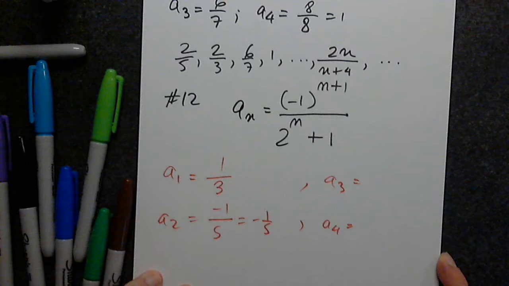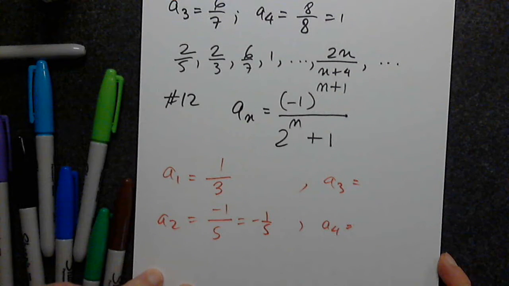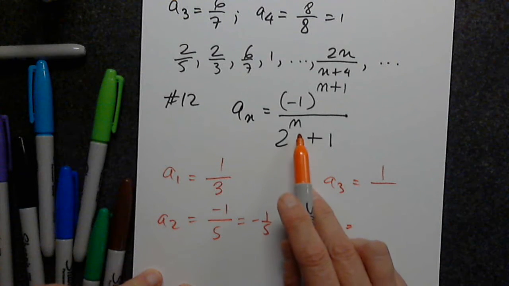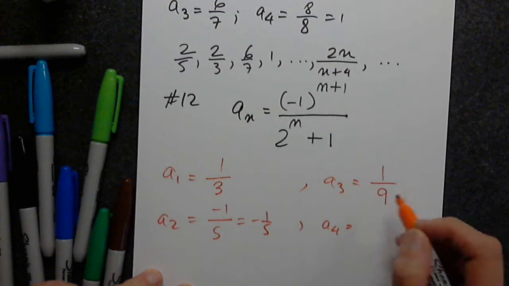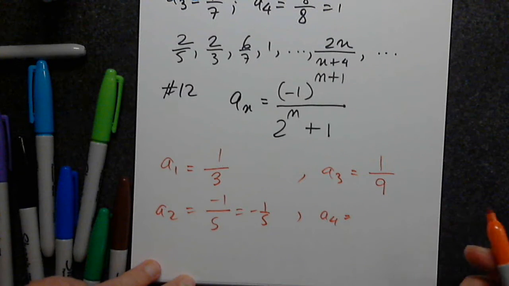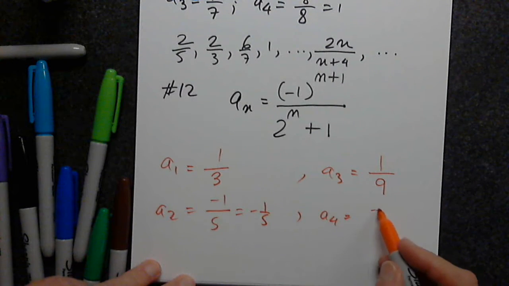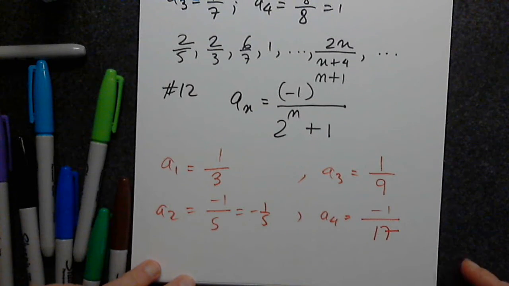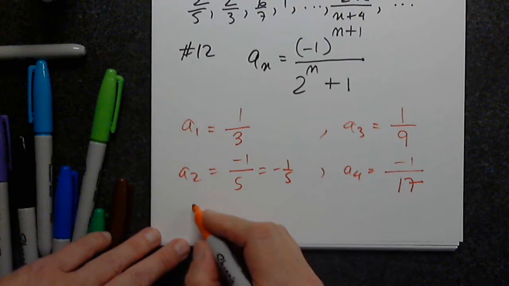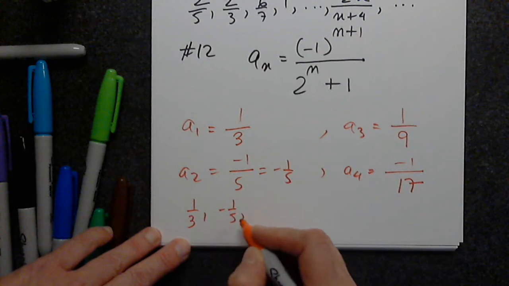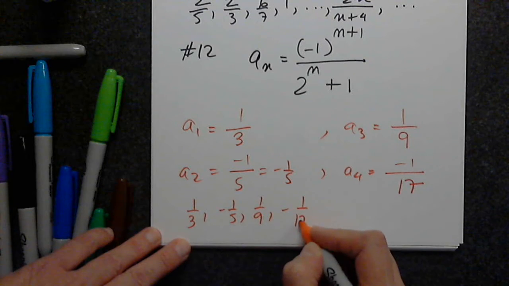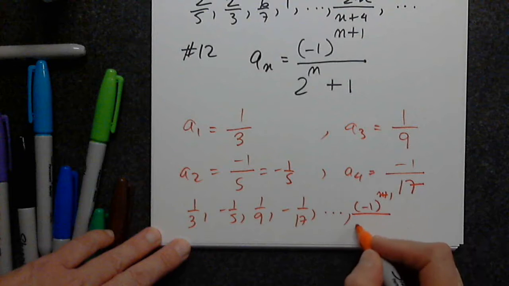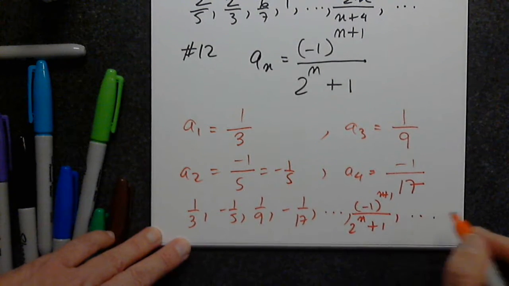Good. A3. It will be 1 over, is it 2 to the third, which is 8. 8 plus 1 is 9. Good. Awesome. And the last one that we need, -1 over 16 plus 1, 17. So then the sequence looks like 1/3, -1/5, 1/9, -1 over 17, dot dot dot, -1 raised to n plus 1 over 2 to the n plus 1.